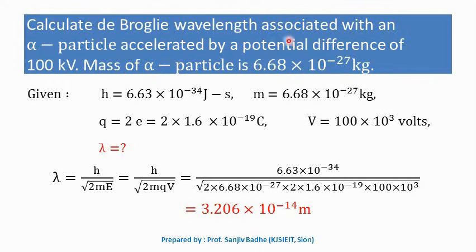So in this problem, the wavelength of the de Broglie wave associated with the alpha particle is 3.206 into 10 raised to minus 14 meters.